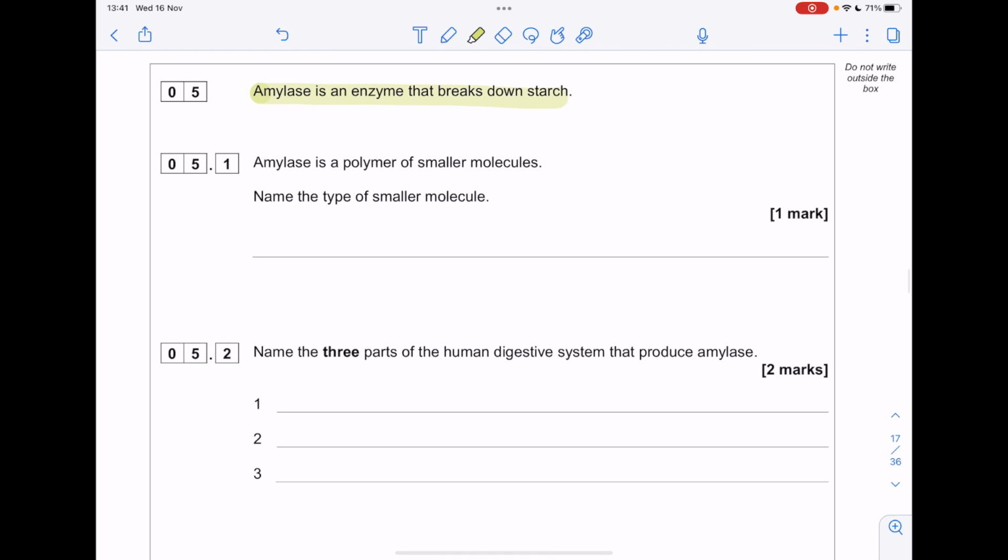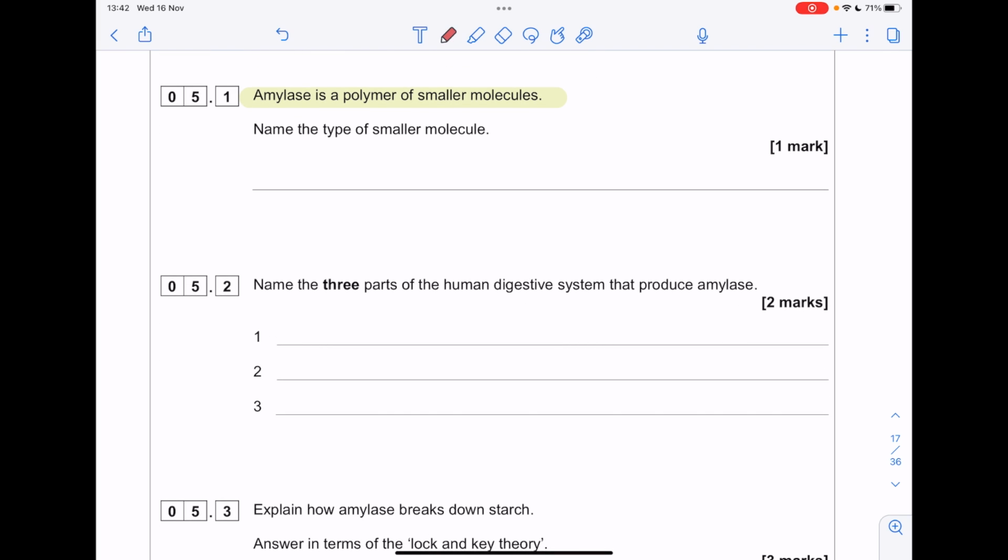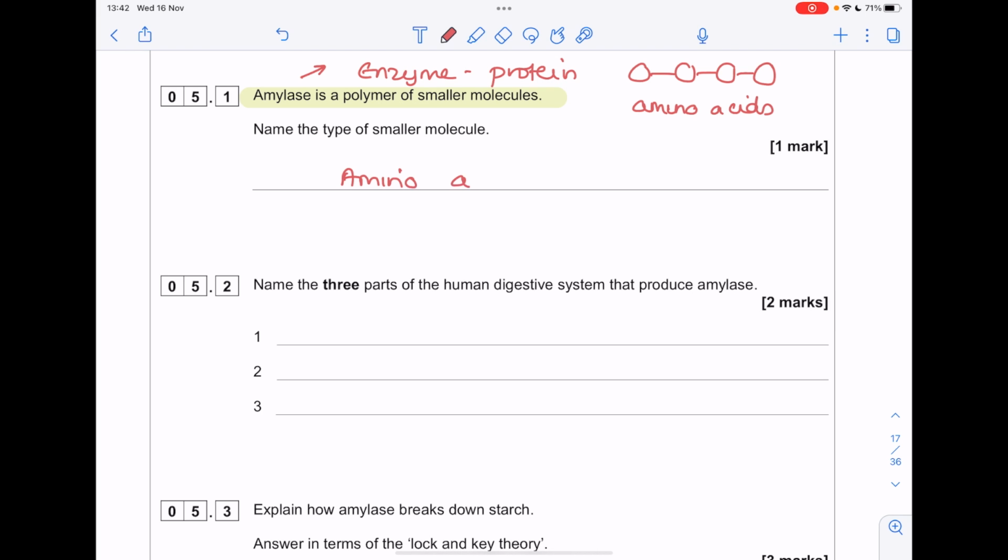Amylase is an enzyme that breaks down starch. Amylase is a polymer of smaller molecules. Name the type of smaller molecule. Be careful here. Remember that amylase is an enzyme, and an enzyme is made out of protein. So if you think of it as a protein, what are the small subunits known as? They are amino acids.